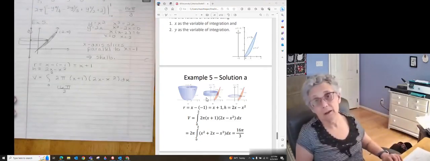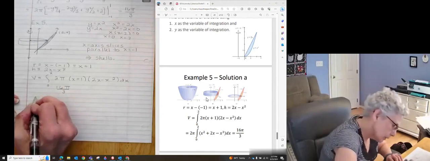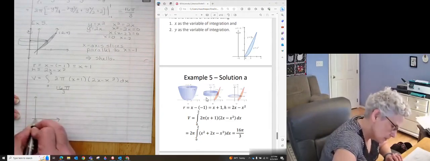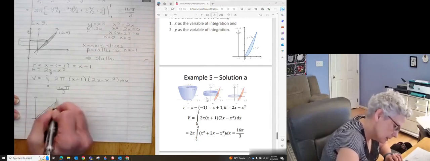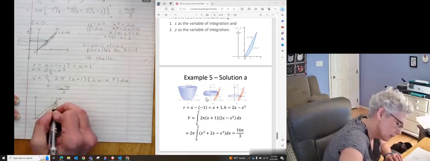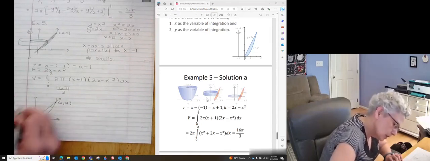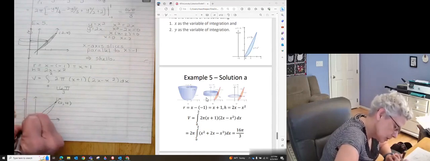There's my pretty solution. I multiplied it out, and I got 16 pi over 3. Now I'm going to draw myself another quick graph of this thing. So here's my parabola. Here's my line. This is the point 2, 4. Here's my axis of rotation.